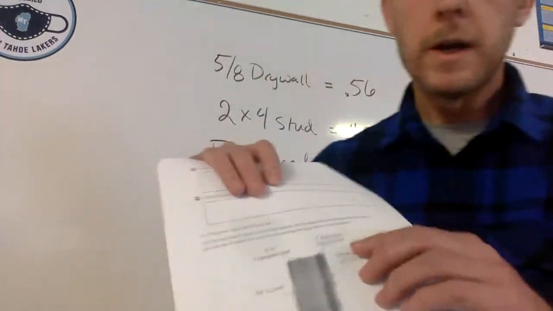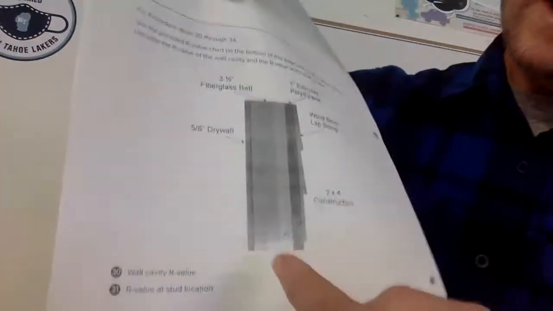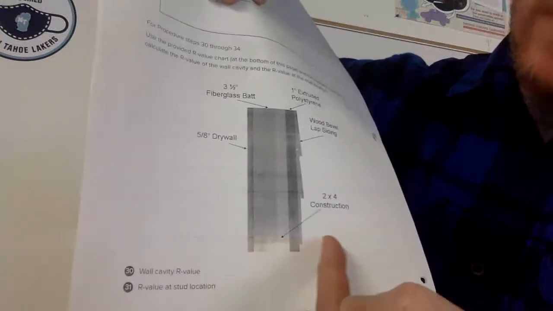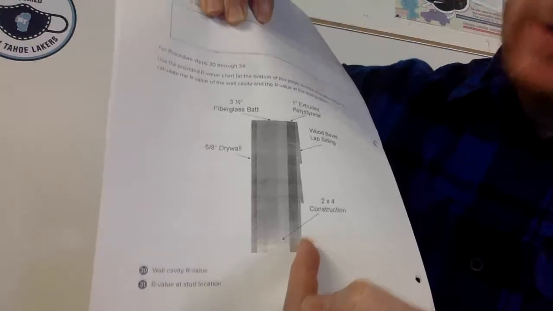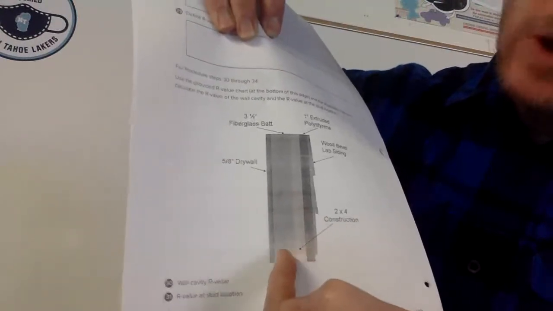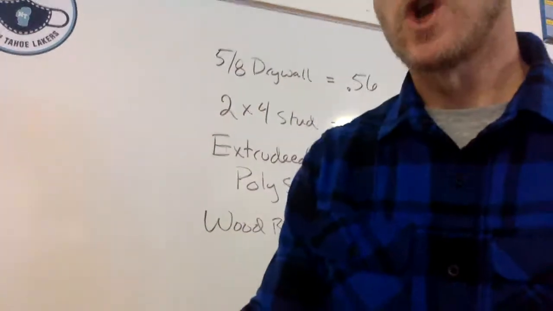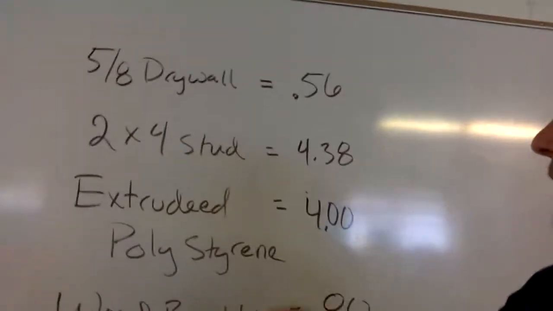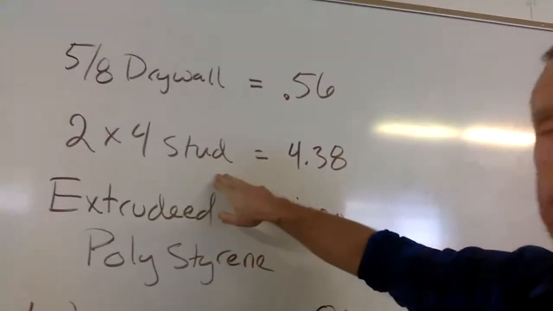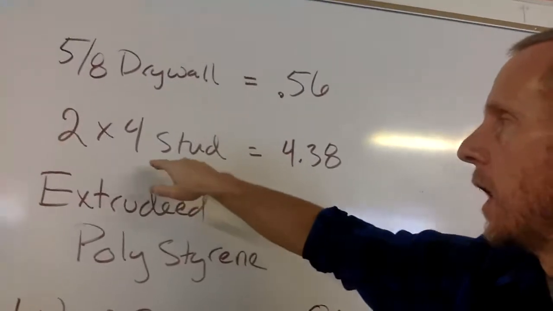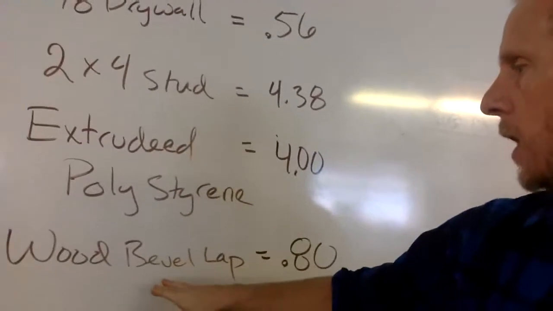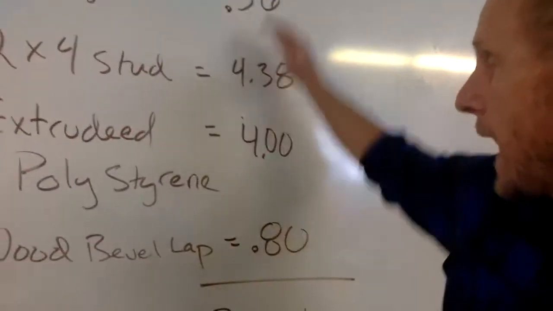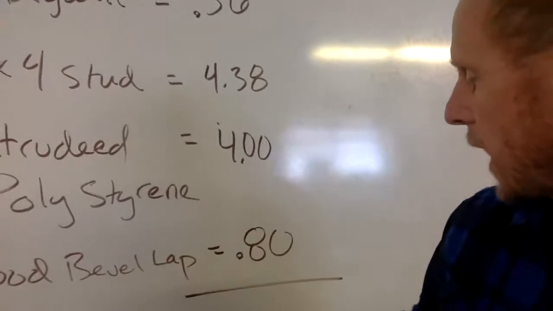All right, so we're going to keep trying here. The last part is we want to calculate the R value through the stud itself, which doesn't show up very well here, but it's just going from the outside through no insulation, just through solid wood to the inside drywall. So we do the same process. Hopefully this will show up for you. The only thing that's different: drywall is the same. There's no fiberglass batting through this. So the R value for the 2x4 stud is 4.38. Polystyrene and the wood bevel lap is the same. We add all of those up and we get an R value of 9.74.